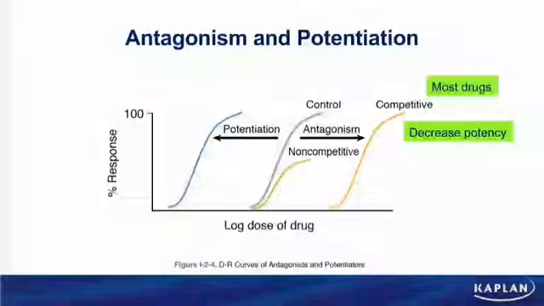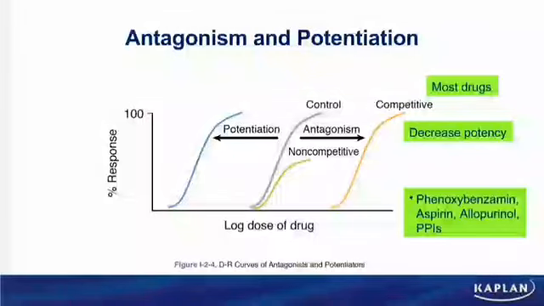So why does the curve shift to the right? Because I'm using more agonist drug. And that means an increase in the amount, an increase in the dose. That is a shift to the right. Then look at the non-competitive antagonist. Examples of non-competitive antagonists are drugs like phenoxybenzamine or aspirin, allopurinol, and proton pump inhibitors, and probably others that you can think of.